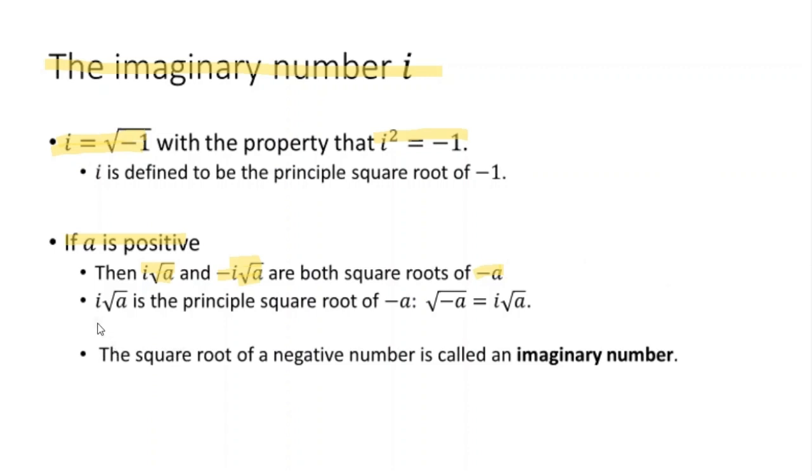Now, when it comes to principal square roots, the i root a is going to be the principal square root of negative a. In other words, the principal square root of negative a will always equal i times the principal square root of a. Now, because these numbers are not real, we're going to call the square root of a negative number an imaginary number.